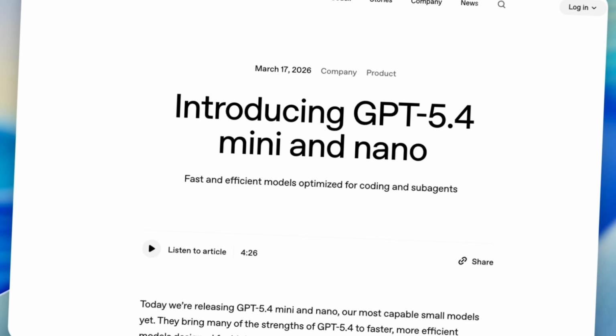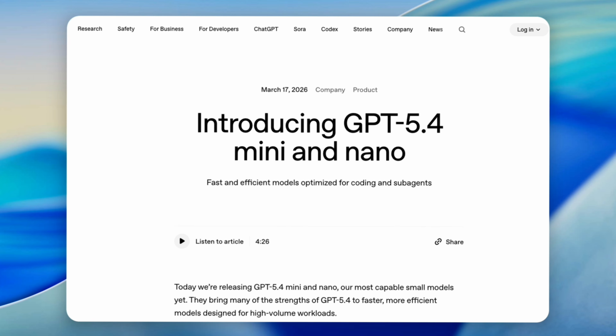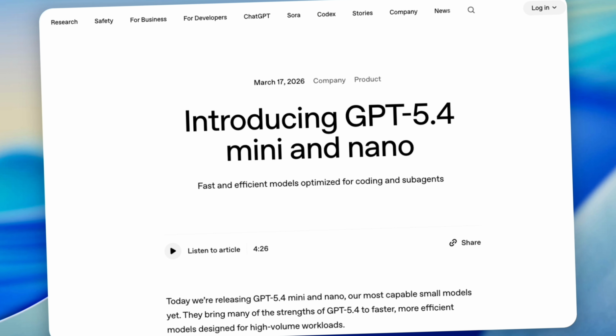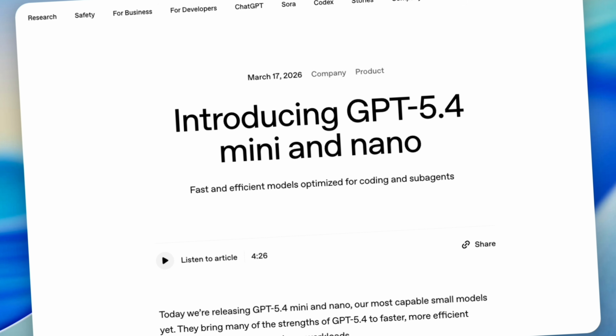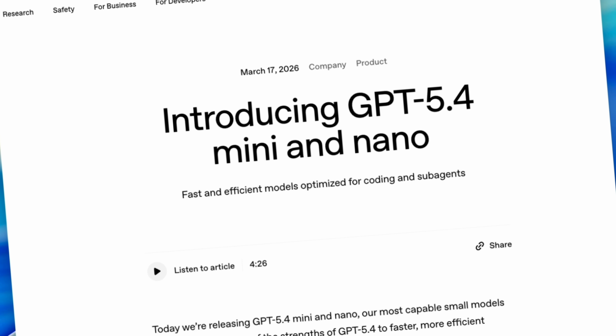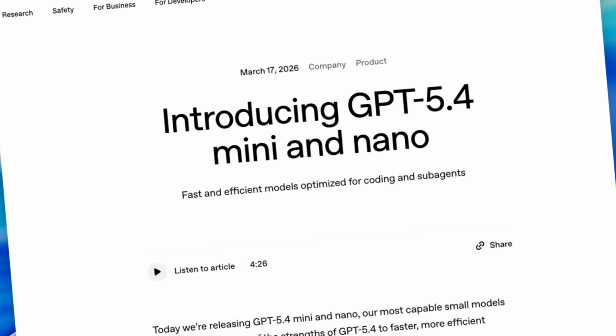OpenAI is not taking a day off. Today, March 17th, they just released two new models, GPT-5.4 Mini and GPT-5.4 Nano. And honestly, the timing is kind of wild, because GPT-5.4 itself launched less than 2 weeks ago, which itself dropped just a couple of days after GPT-5.3. At this point, OpenAI is shipping so fast it feels like a new model every time you refresh your feed.